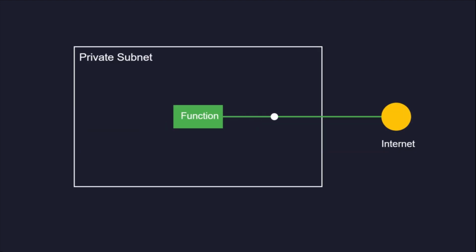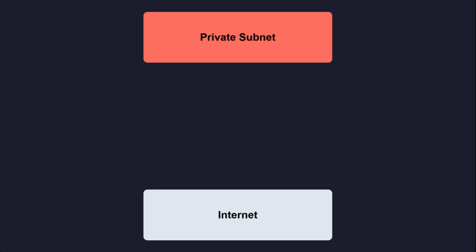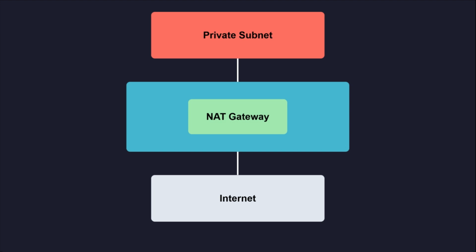Once a function is placed inside a private subnet, it loses its default ability to reach the public internet. This means calls to external application programming interfaces or software updates will fail unless you provide a specific route back to the outside world. To restore internet access for functions in private subnets, you must deploy a network address translation gateway in a public subnet.